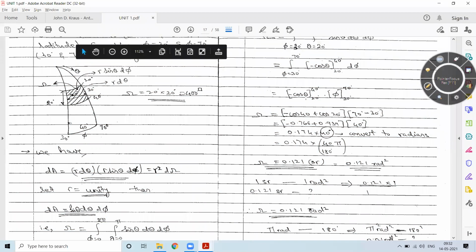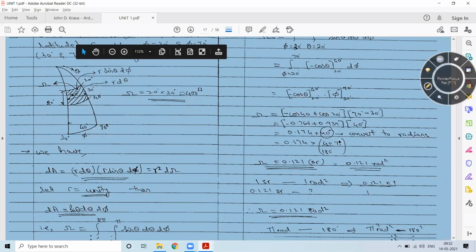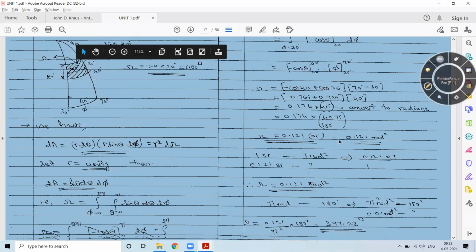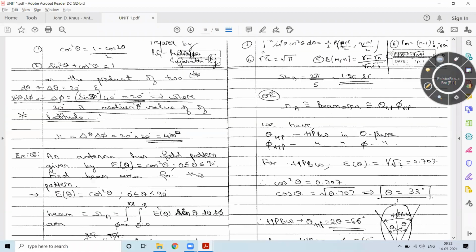This is why I'm getting this lesser than the previous case, because here you are considering the exact representation. You are using the exact equation over here. But in the previous case, you are considering the approximate equation, wherein you are considering sine theta, d theta, d phi. So that is what is happening. So this is how you obtain the radiation beam area or beam solid angle.